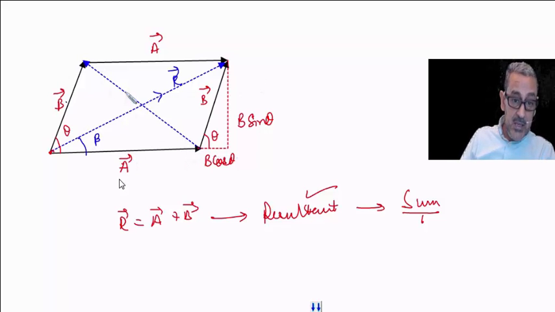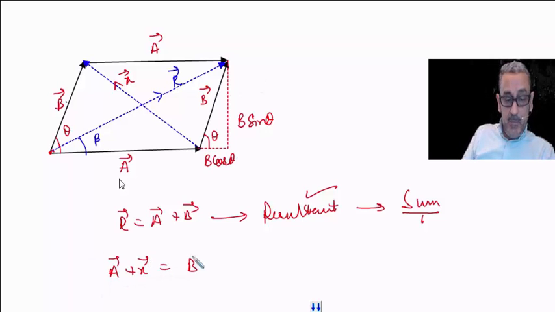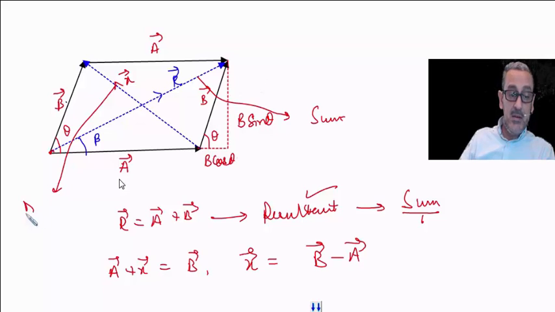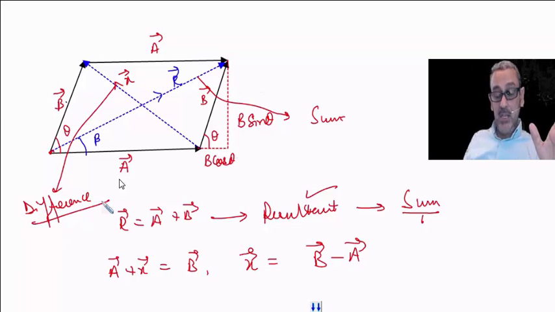Now let us see what the other diagonal is doing. Let us assume this diagonal has a value x. Then A plus x gives me B in this triangle. So A plus x is equal to the B vector, which means x is equal to B minus A. So one diagonal was the sum, and this diagonal has come out to be the difference. So in a parallelogram, one diagonal will give me the sum and the other diagonal is going to give me the difference, always. Remember this thing.